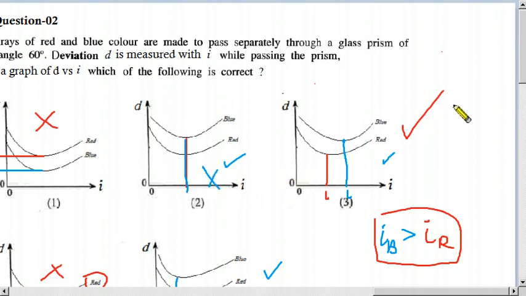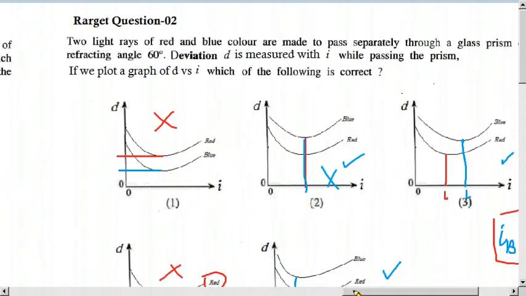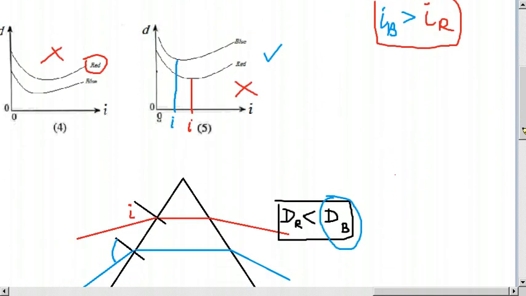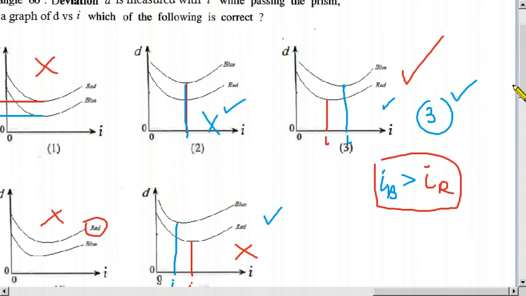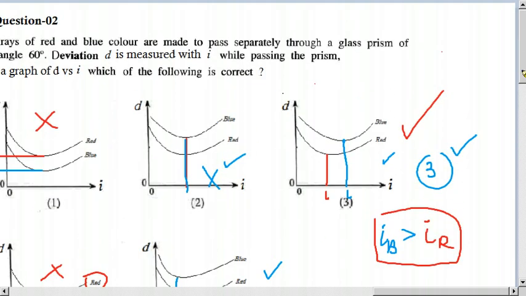And now we have to choose the correct answer. It is this one, the third one. The third one is the answer for this one. So children, if you have successfully chosen this graph as the correct one, after arguing like this, not just randomly 1, 2, 3, 4, 5, not like that, if you have chosen this one as correct with arguments, you are a genius.